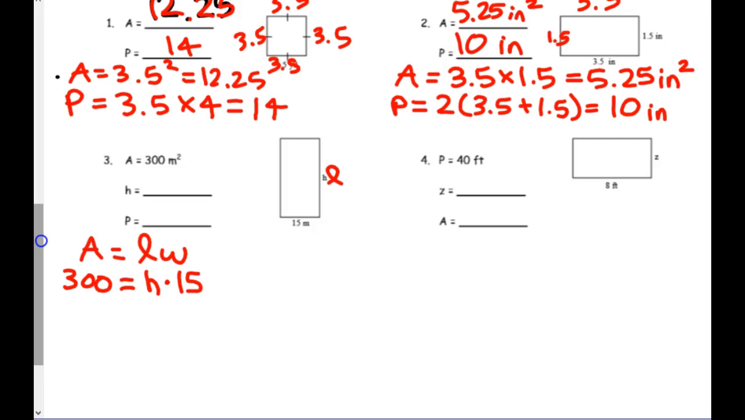Divide, right? So I have H right here. I need to get rid of that 15. It's being multiplied, so I have to divide. That's the opposite. It'll cancel it out. And if I do it on one side, I do it on the other side. What is 300 divided by 15?